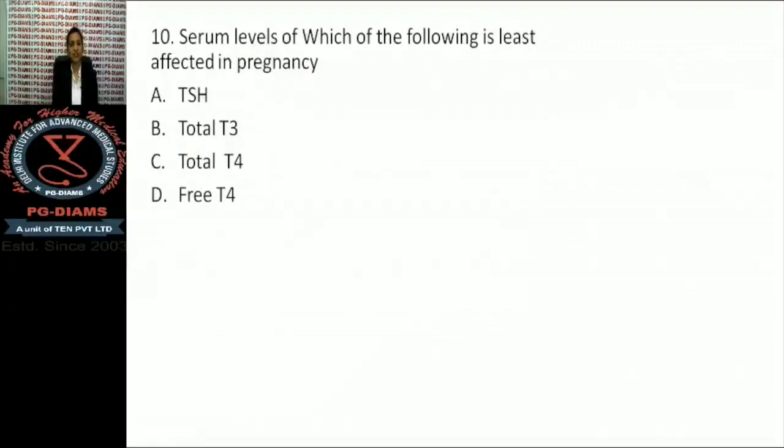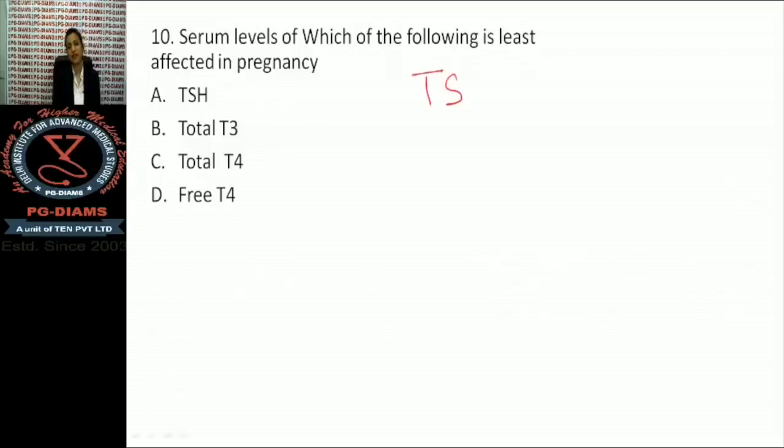Serum levels of which of the following is least affected by pregnancy? Physiologic changes in pregnancy is a very important topic. You should know it in and out, even the percentages of changes which occur, how much something changes in pregnancy. This question is a relatively easier one. Which of the following is least affected in pregnancy, which is not affected in pregnancy?